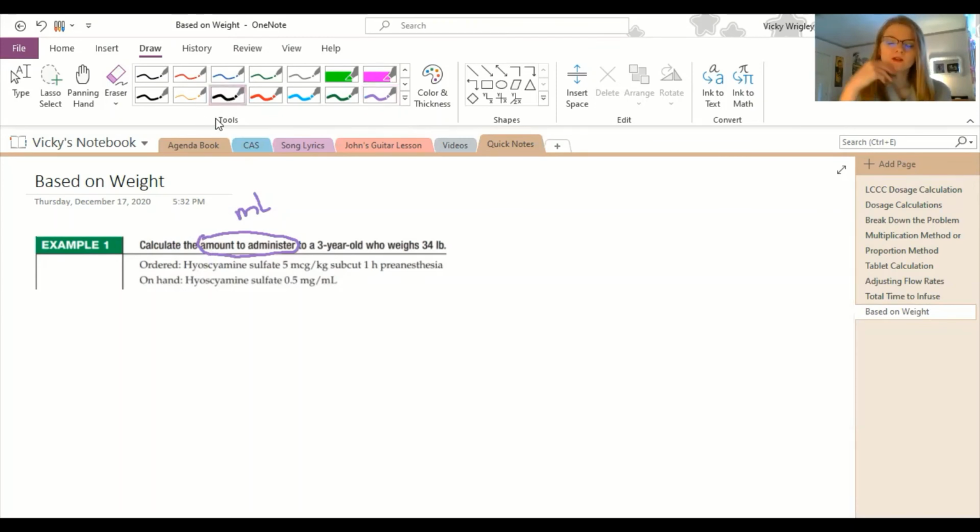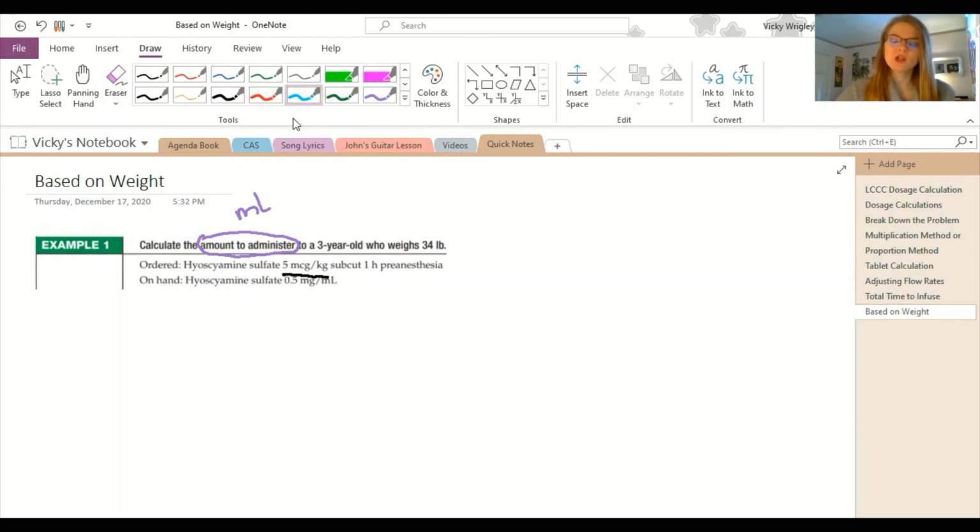Now, what information do we need to get us there? Well, first we need to find out what the desired dose is. So we can look for the proper information to get us from the desired dose to the milliliters. So what's our desired dose? Let's look at the order. It says 5 micrograms per kilogram.